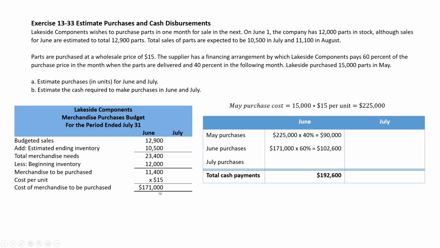Of the June purchases of 171,000, 60% is paid in June, and that would be 102,600. The other 40% we would move over as a payment in July. And so total cash payments in June are 192,600. Now, I'm going to leave you to solve July, but hopefully that gives you a head start of a pattern to follow.